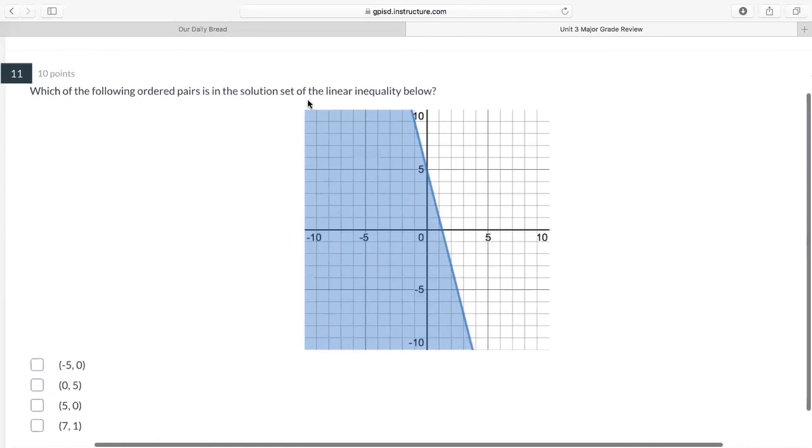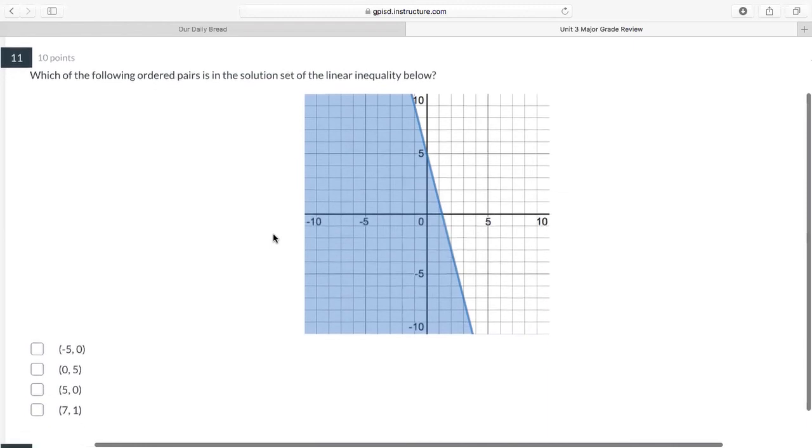This one has multiple answers. Which of the following ordered pairs is in the solution set of the linear inequality below? Let's look at the first one. It says -5, 0. So -5, 0 would be right here on the graph. Is that in the solution? Yes, in the shaded region. Second one says 0, 5. That's right here. Is that on the solution? Yes. Since this is a solid line, it means equal to. This is part of the solution.